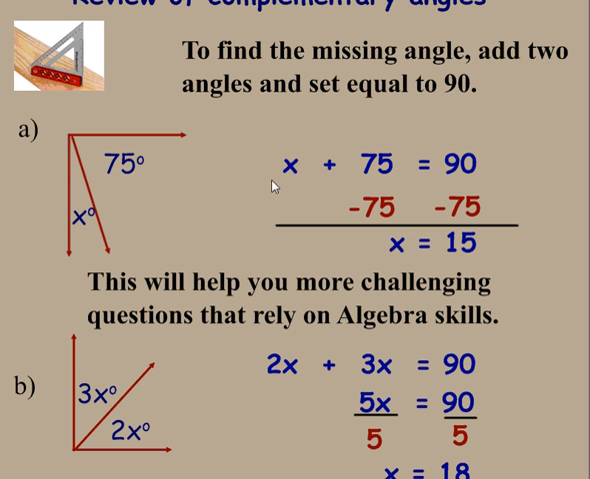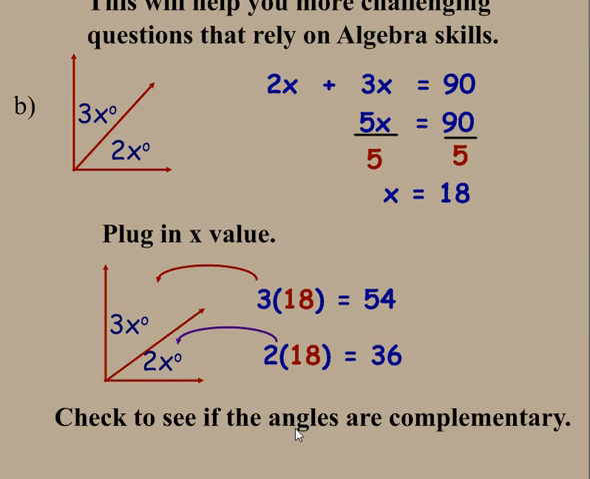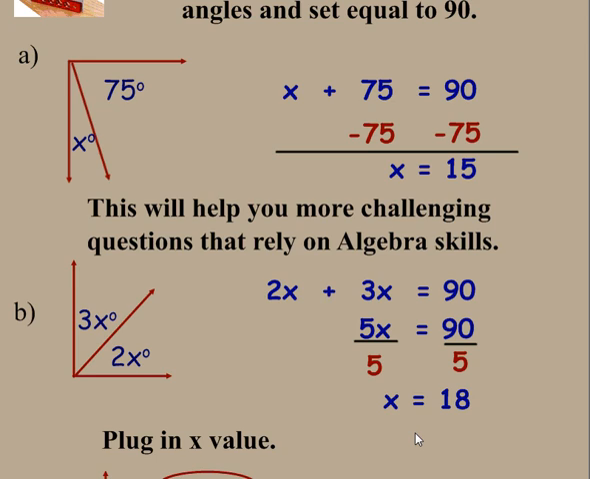The easy one, plus 75 equals 90, so you're going to subtract. If you have any type of variables involved in here, set them up, and even if there are some constants in there, add them together, set it equal to 90, and solve for your variable, and then plug it in. So this is going to hold true with the supplementary.